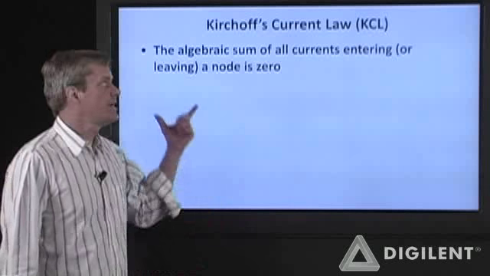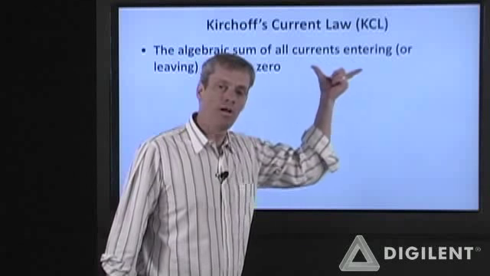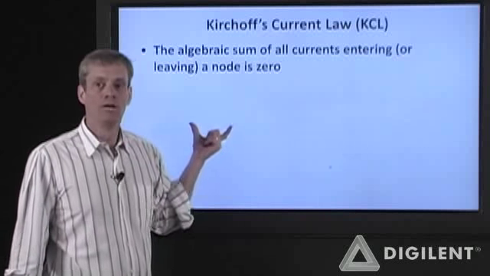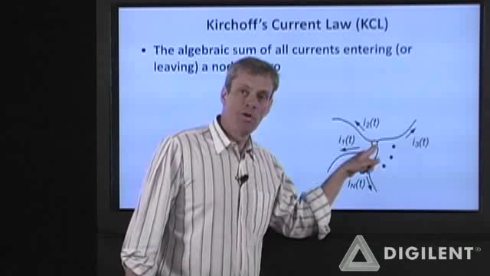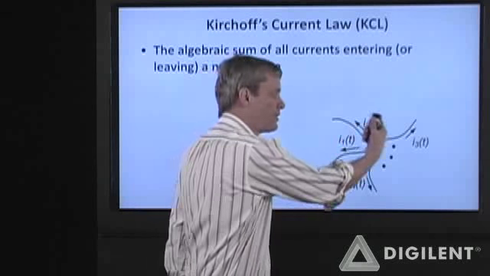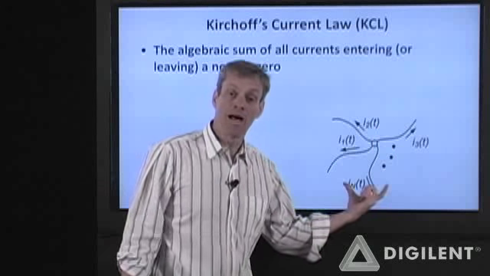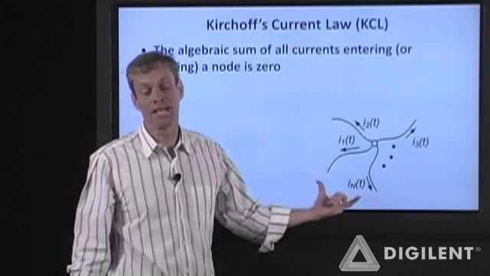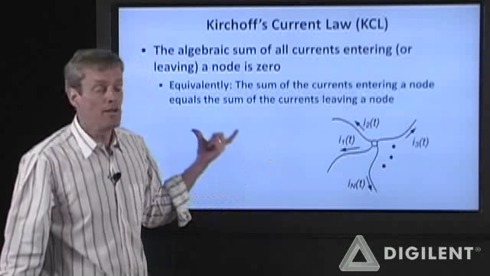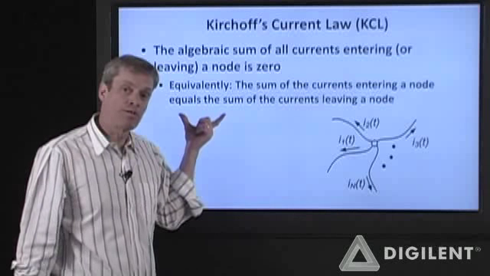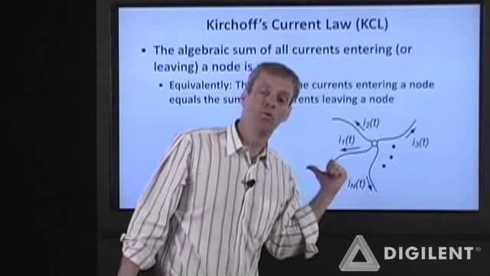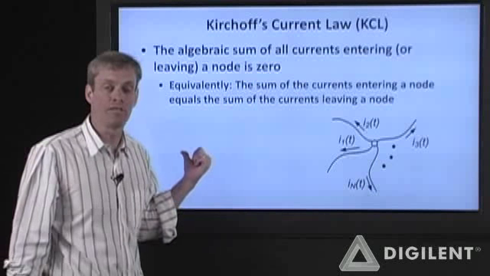Kirchhoff's current law states that the algebraic sum of all currents entering or leaving any node has to be 0. For example, if I have some node here and I have a bunch of currents that are all defined as positive going out of that node, if I add up all those currents, they have to sum to 0. An alternate statement of Kirchhoff's current law is that the sum of the currents entering a node has to be equivalent to the sum of the currents leaving the node.